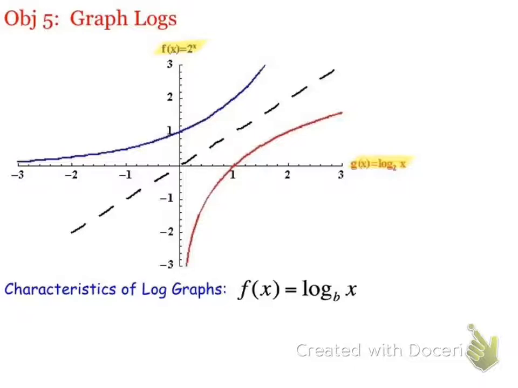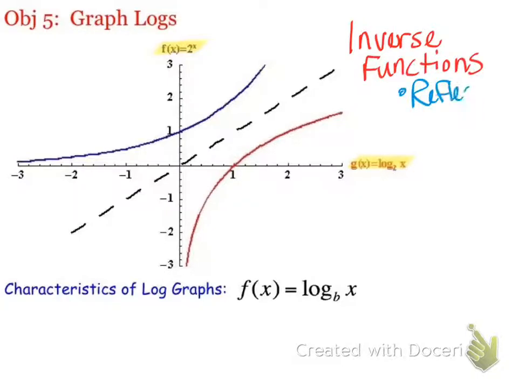So the graphs of logs. Here we have two graphs, a graph of 2 to the x, the exponential function, and a graph of g of x, log base 2 of x. So these are inverse operations, they're opposite operations, and they're inverse functions. And whenever we have inverse functions, we will always have the case where it's a reflection over the line y equals x. We simply flip everything over y equals x, and what that does is it switches all the coordinates.